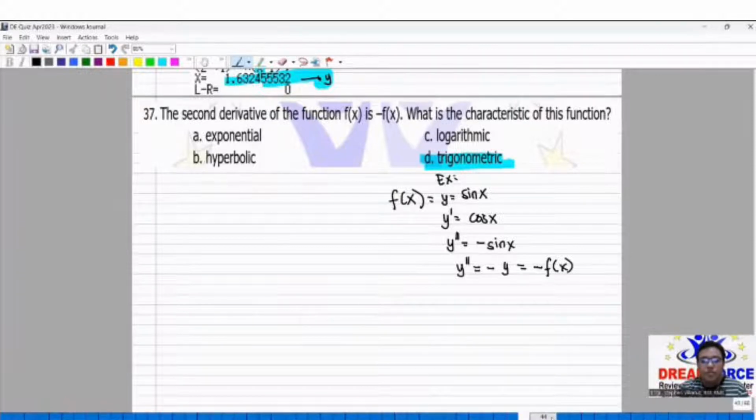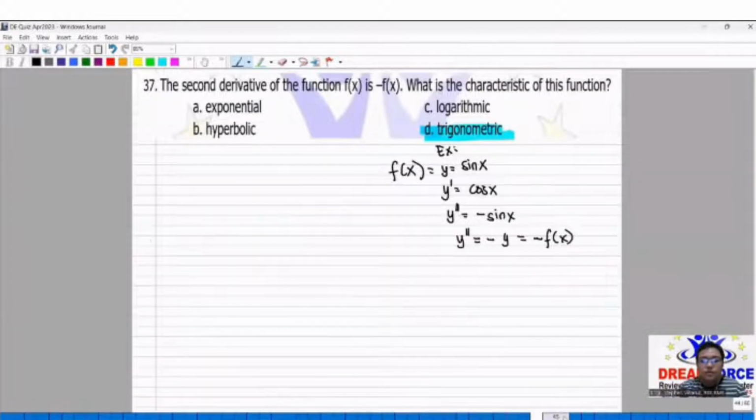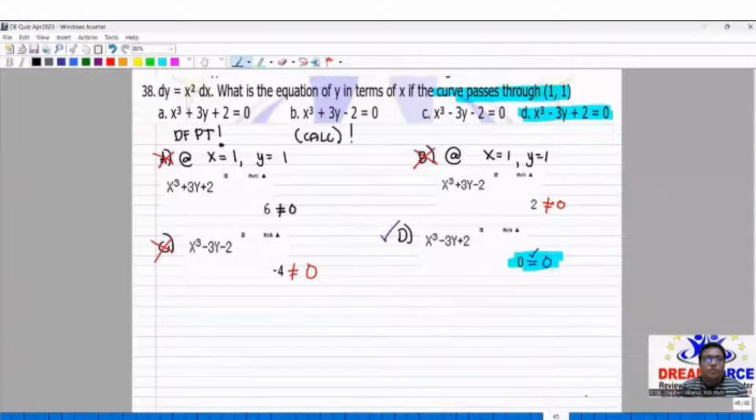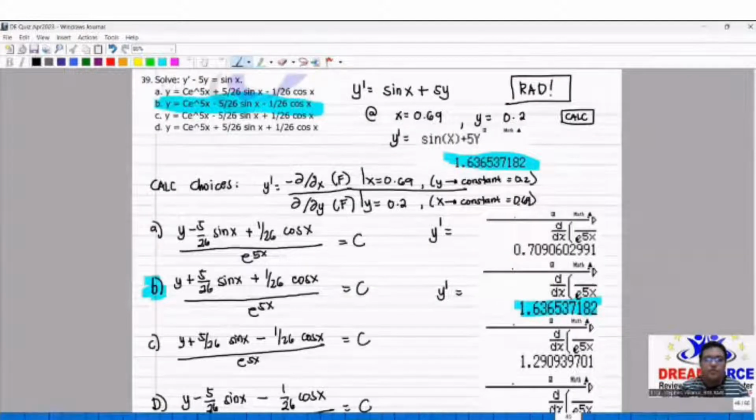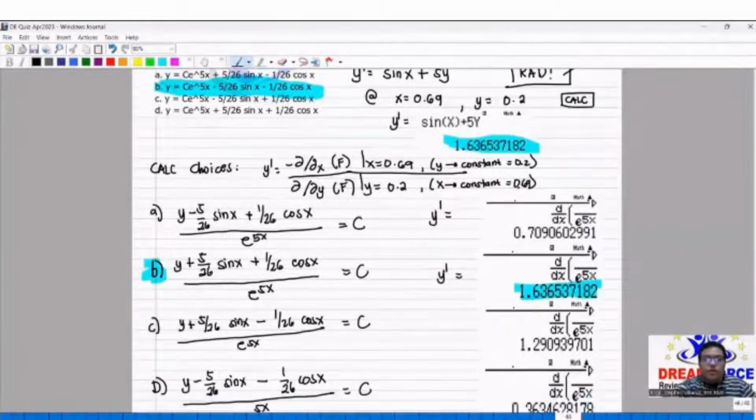Okay, next, number 38. Yes. So this is by dream force passing through Curie. So this is letter D, dog. Number 39. Okay. So yung kanina, yung partial derivative ito. Pero take note, naka-regions dapat kayo. This is letter B, boy. Part 1. Then part 2.